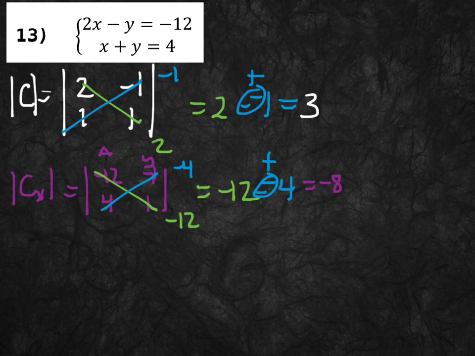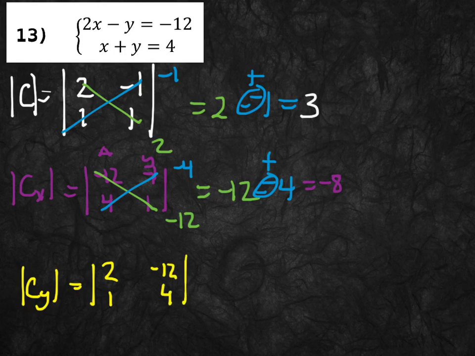Then we're going to do our coefficients with the y's replaced. And so that's going to be the 2 and the 1 in the first column, and the second column is a negative 12 and a 4. So you do your downs, 8, minus your ups, negative 12, 8 minus a negative 12, minus a negative is addition, and that gives us a positive 20.